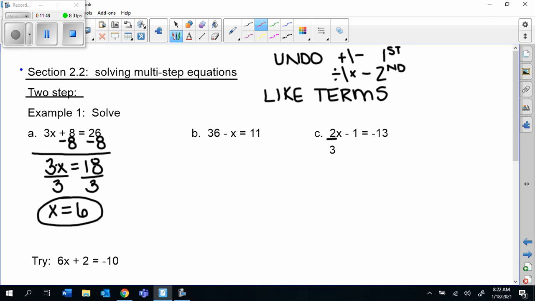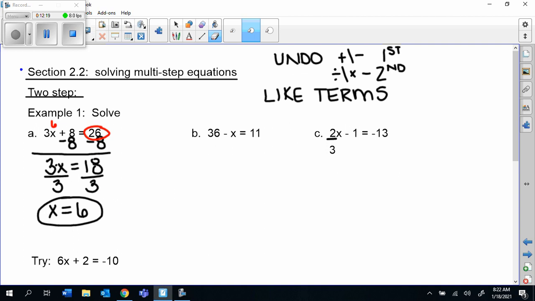If you want to check your work at any time, you can just plug a 6 right back in there for x. For instance, 3 times 6 plus 8. Does that, in fact, equal 26? 3 times 6 is 18. 18 plus 8 is 26. And that's what it should be. And so you know your answer checks out.